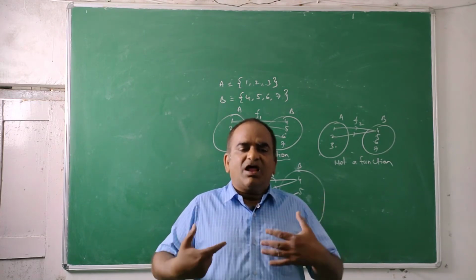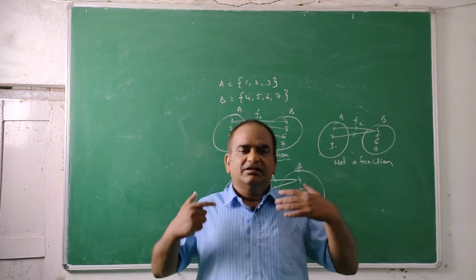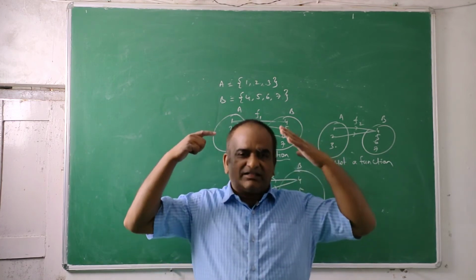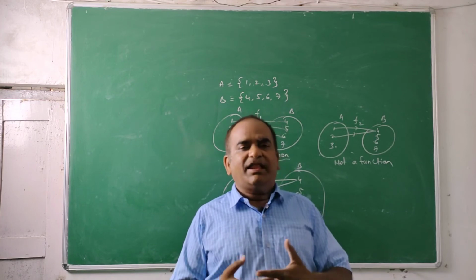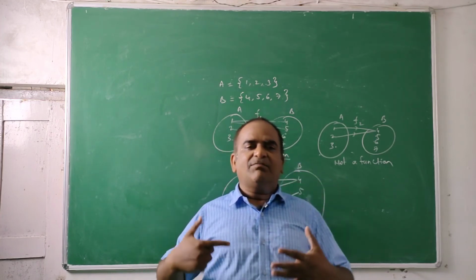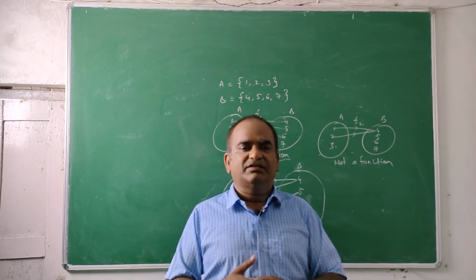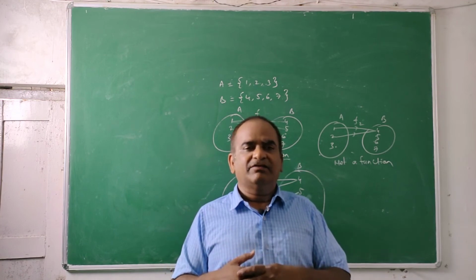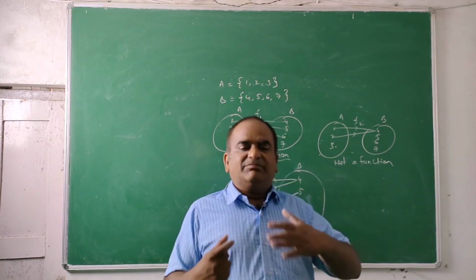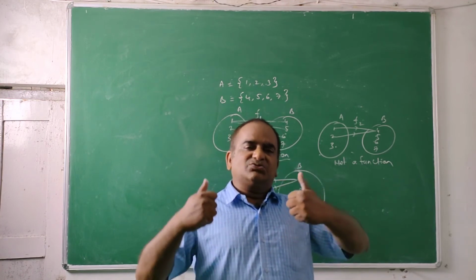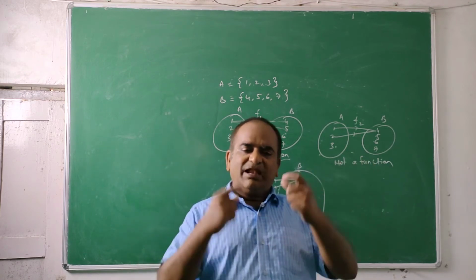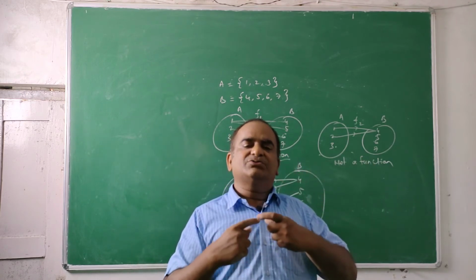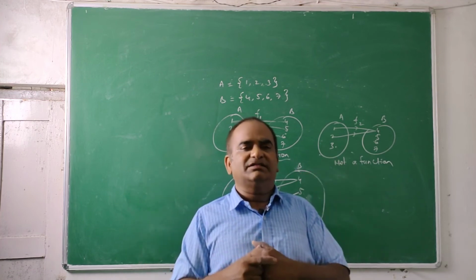See, Raghuram cannot be Peter. So this physical body should have only one name. This physical body should not have two names, Raghuram and Peter. So one person should not have two names. Similarly, one element of A should not have two different images.